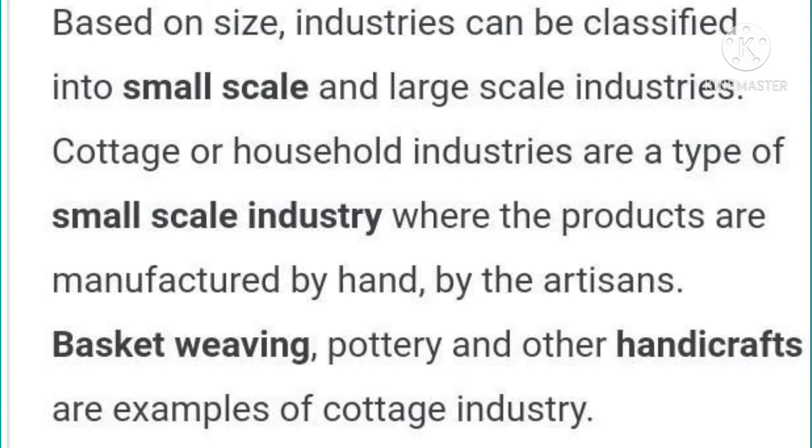Now, if we talk about the cottage industry, which is the smaller industry, it does not require much investment. These industries deal with the manufacturing of crafts by hand or without machineries. For example, selling home baked cakes and making handicrafts. These are attached to home and often employ family members only. So that is on the basis of size.